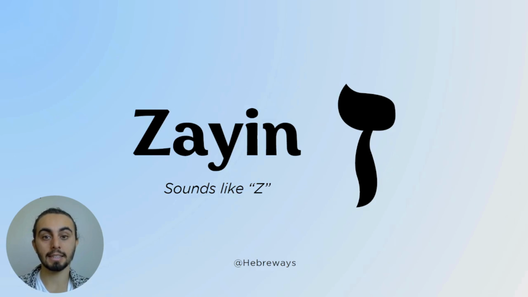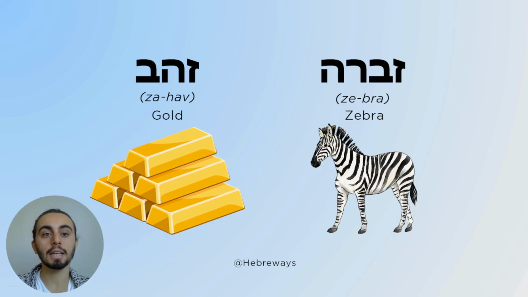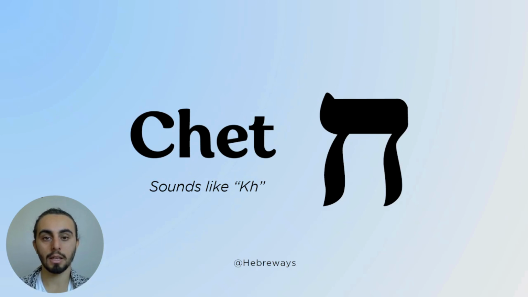Letter number 7. Zain. Zain. Sounds like Z. 2 words from Zain is zebra. Zebra. Zebra. Easy peasy. And on the left we got Zahav. Zahav means gold.